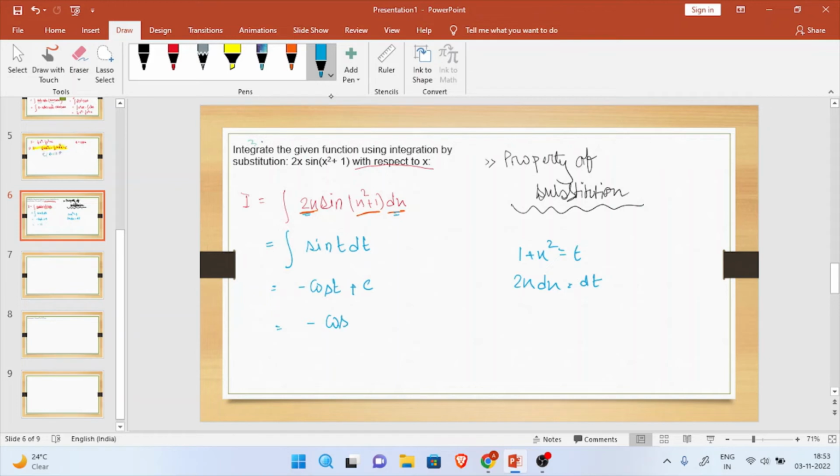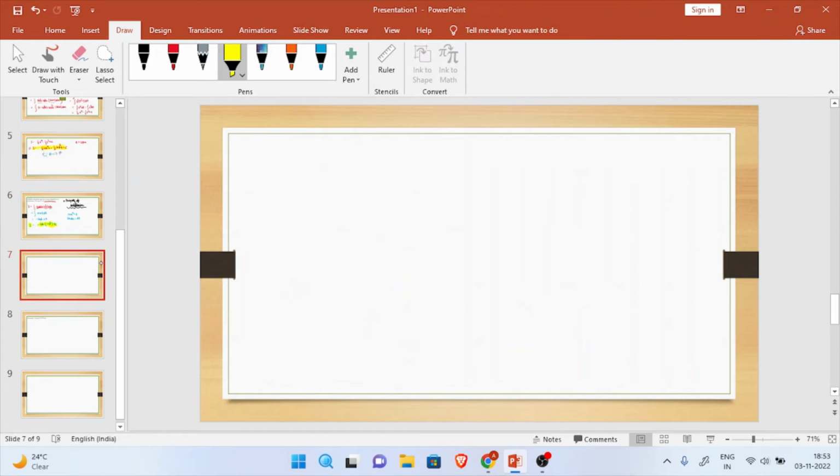Now all we need is to just replace the value of t with the original value. This is our answer. This was a very easy question, but all we needed was to judge the question in a proper manner so that we can understand the solution. Okay, if I say that the function was x sine of (x square plus 1) dx, and we needed to just do this.